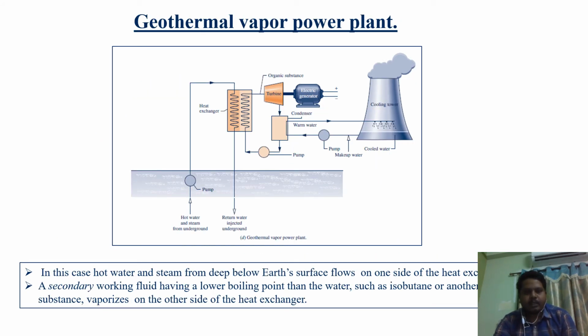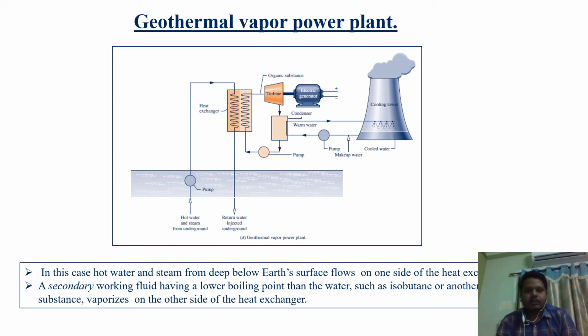So the other power plant is the geothermal vapor power plant. Here also, again, it is the same. This plant also operates on the Rankine cycle, but how is the water converted into steam? From the underground, there will be hot water or steam supplied into the boiler. This water exchanges heat with the water and converts the water into steam.